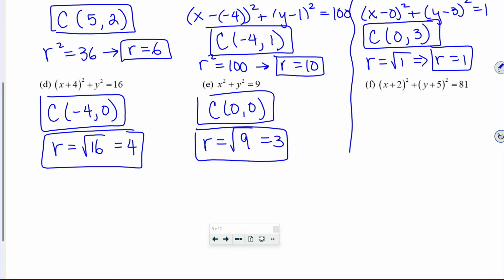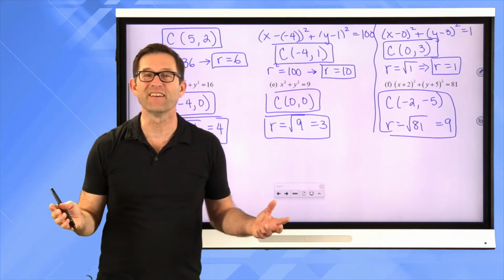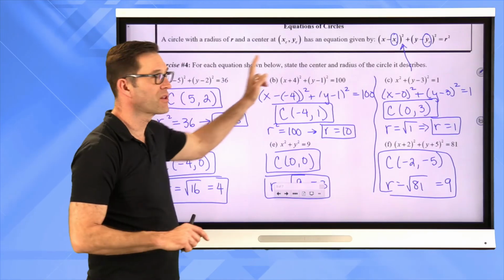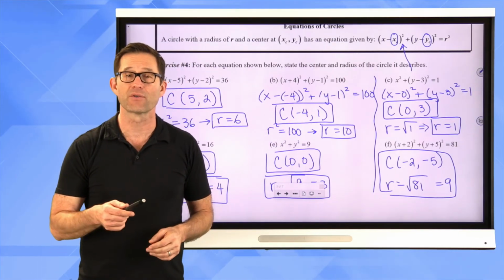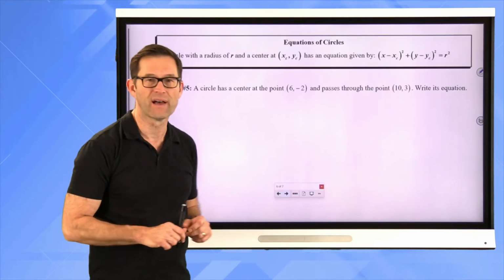And finally, here we've got kind of a double negative almost going. My center is at -2, -5, and my radius is the square root of 81, which is equal to 9. We'll just circle both of them. All right, that's it. So when you're given a circle in this particular form, it should be very, very easy to identify both its center and its radius. Let's get a little bit more work with this in one last problem.